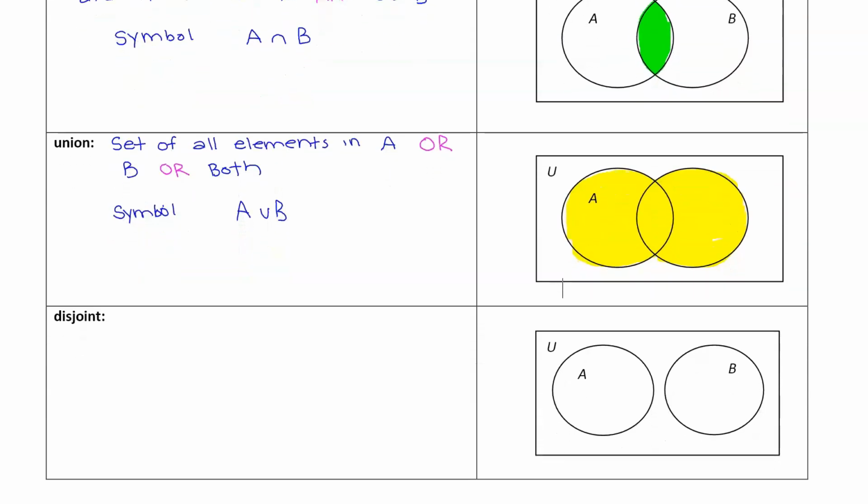The next definition is disjoint. Two events are disjoint if they do not have an intersection, which means that an element cannot be in both sets. This is also known as being mutually exclusive.